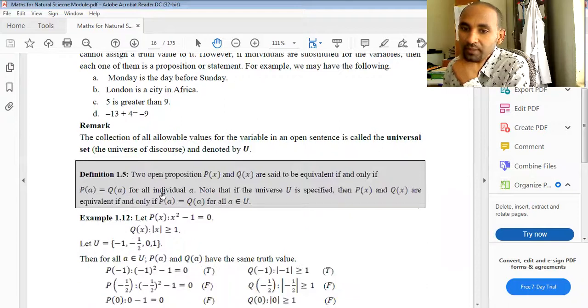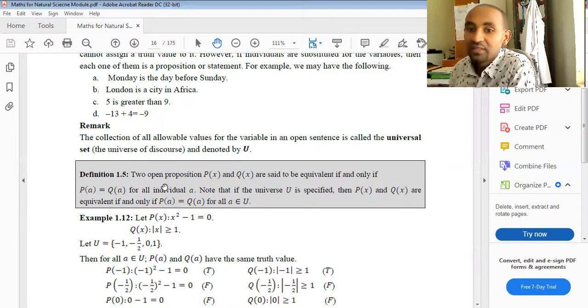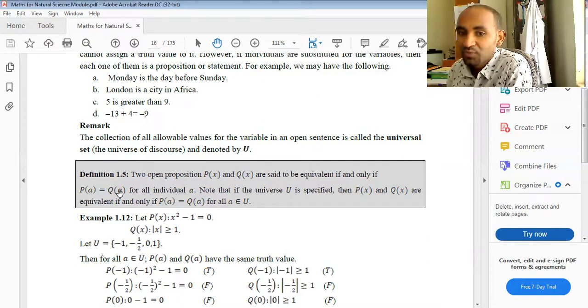Okay. What are some of the features of these open propositions? Two open propositions, P of X and Q of X, are said to be equivalent if and only if they assume the same truth value for the same value of the variable. Okay, for all values A, P of A is equal to Q of A, in the sense that if one is true, the other is true. This equality is in terms of truth value. If one is false, the other is false.